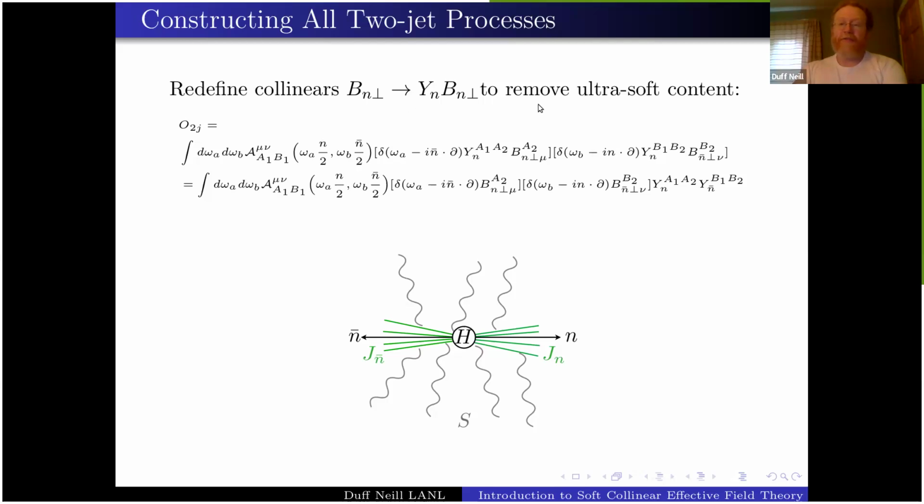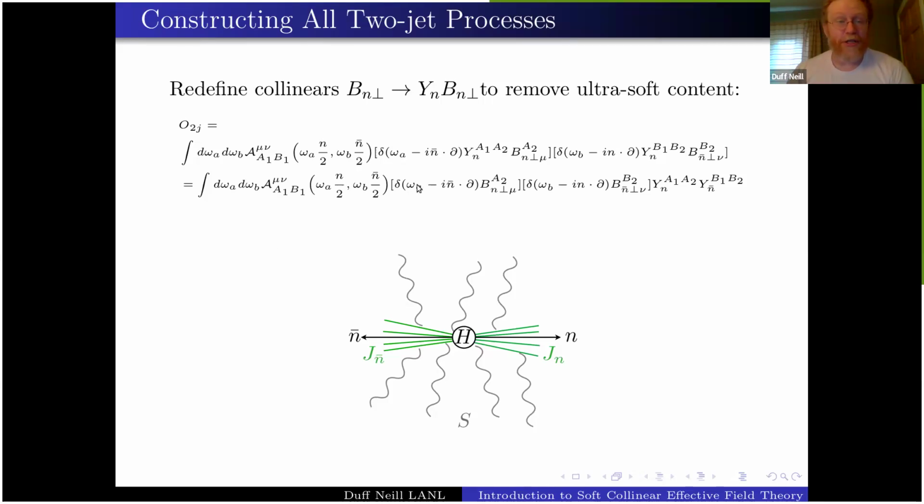I'll do my field redefinition, and I'm going to get this product of Wilson lines, and I can just move them on through, and I'll have two ultrasoft Wilson lines that represent how soft radiation can bremsstrahlung off of my hard scattering process. That soft radiation is only sensitive to the total color charge of each one of my collinear directions, and it moves parallel to each one of my collinear directions. And then I'll have my collinear operators, which describe for me how I can create a spray of collinear particles coming out of it.